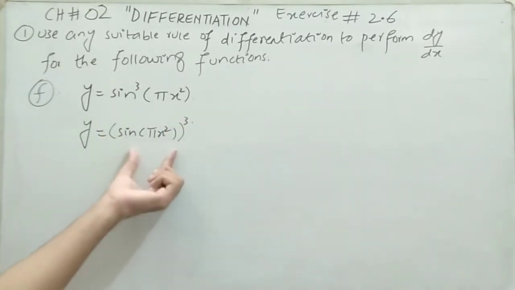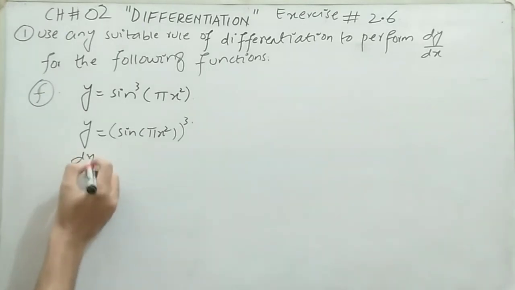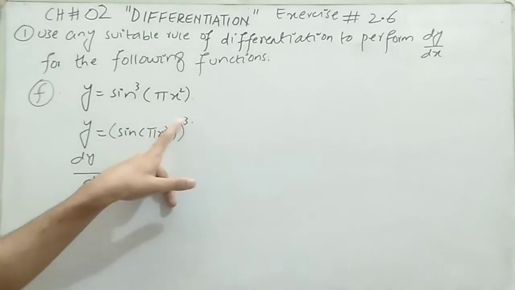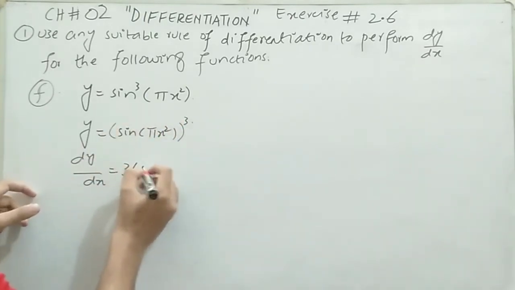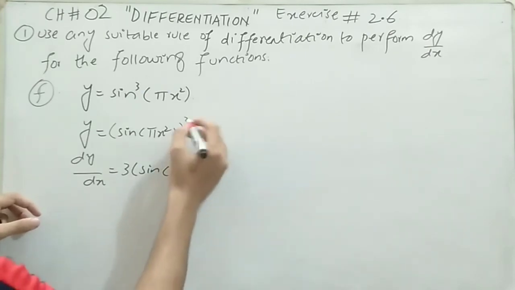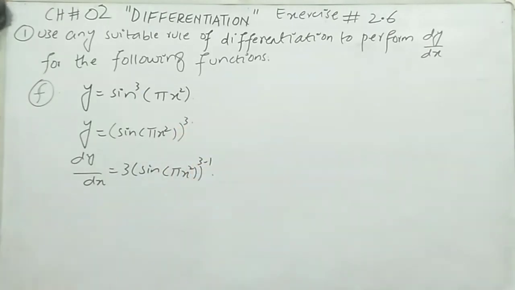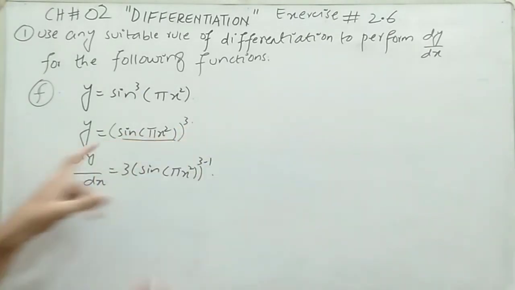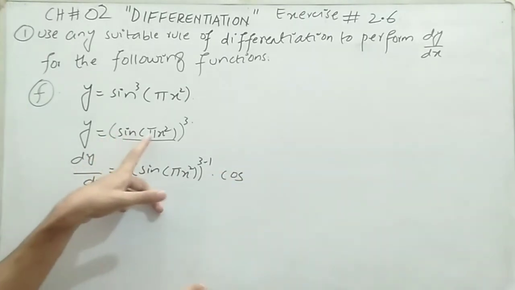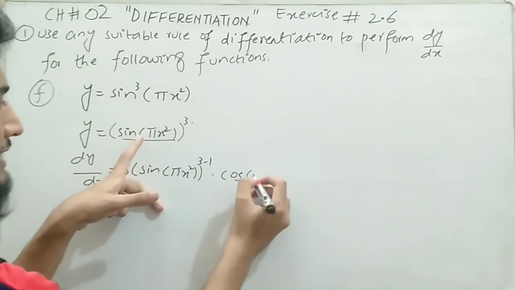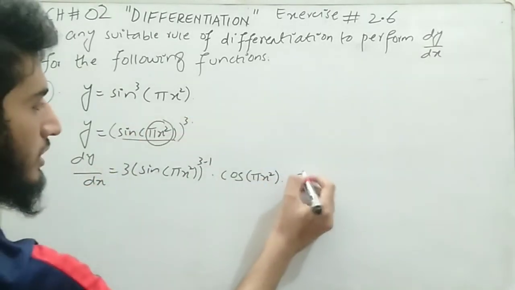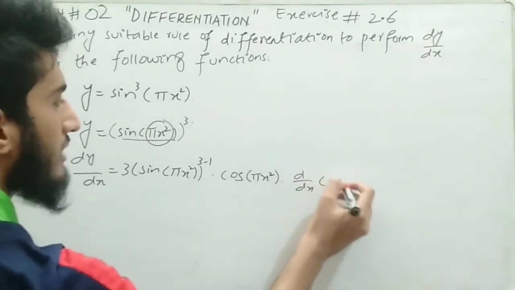Now using the generalized power rule of differentiation, it becomes dy by dx. Taking the derivative of this side, according to the generalized power rule, 3 will come to the front and we will subtract 1 in the power. So it becomes sin pi x square with power 3 minus 1. Also take the derivative of this inner function. The derivative of sin is cos, so here the function is pi x square, so it becomes cos of pi x square. Also take the derivative of this inner function, d by dx of pi x square.